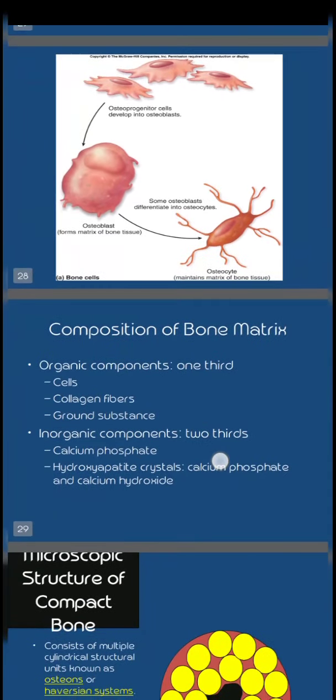Composition of bone matrix, we've done it earlier. Organic components are cells, collagen fibers, and ground substance. Inorganic components are calcium phosphate and hydroxyapatite. As I told you earlier, hydroxyapatite crystals are present, which are composed of calcium phosphate and calcium hydroxide. These ones we've studied earlier.